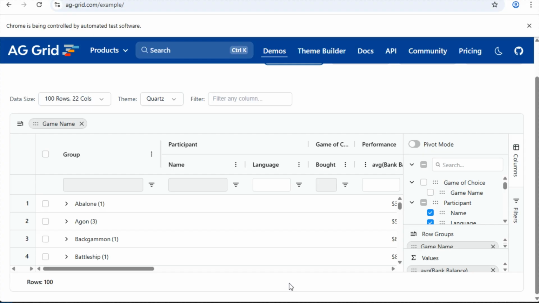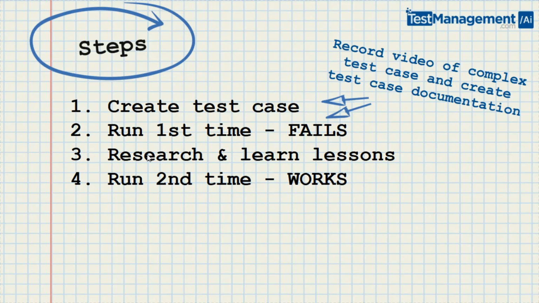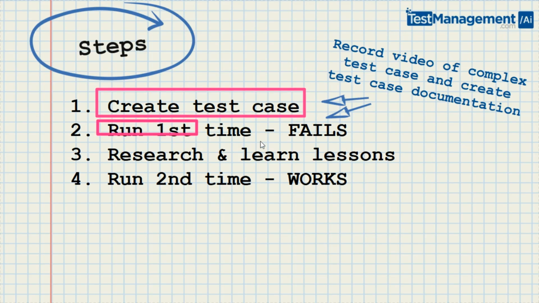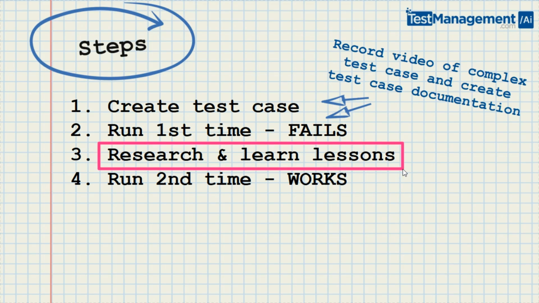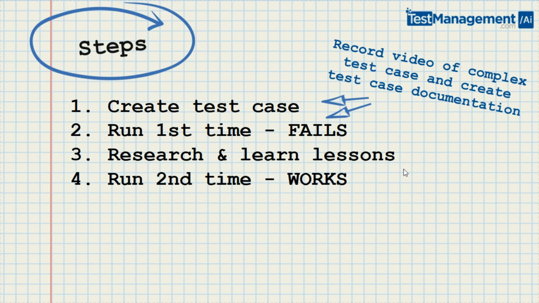So what we need to do now is actually start building out some lessons and approaches that can get around this issue. So I've run the create test case. We've got the test case. I've run it the first time, and as we've just seen, that failed, and it came up with some issues that it was going to have to actually automate those test steps. And now what I want to do is research and learn some lessons that we can then use for a second pass and attempt at getting this to work.